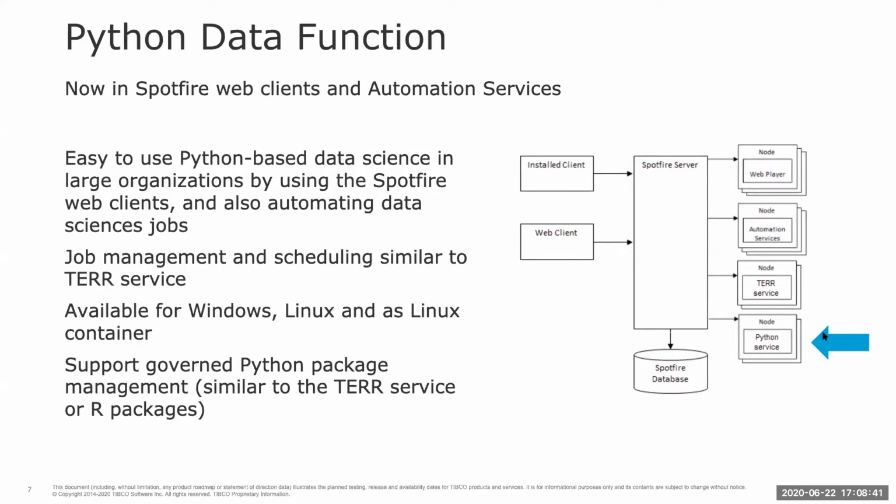This is enabled by the new TIBCO Spotfire service for Python, which you can see here in the architecture, running as a node in the Spotfire server topology, just like the TER service. And the Python service is bundled with TIBCO Spotfire statistics services and is configured in a very similar way as TER. They have the same type of job management, job scheduling, the same types of configuration parameters. And it also means that no separate authentication is needed because they are managed on the server side.